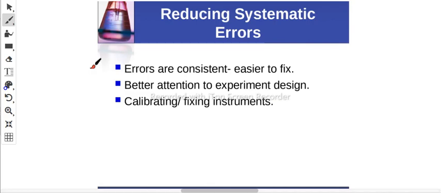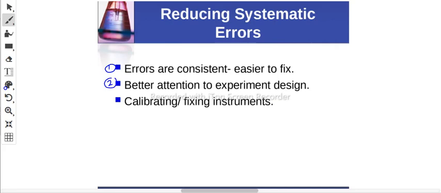Number one, errors are consistent and they are easier to fix. So if you know them, you can easily fix them. If there is a problem in the instrument itself, you calibrate it. If there is a problem in the method in one step, you need to rewrite your method and enhance it another time.